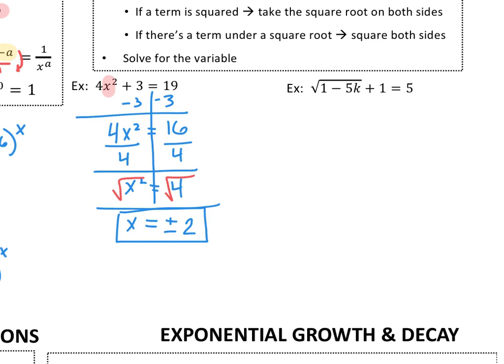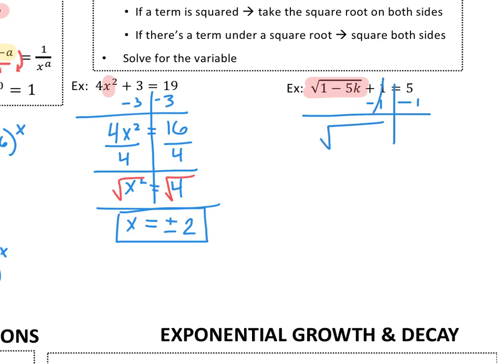So now let's look at this next example. We have the square root of 1 minus 5k, plus 1, is equal to 5. So our goal is to get this square root alone. We want to isolate it. So right now, the whole square root is being added to 1. So our first step is going to be to subtract 1.